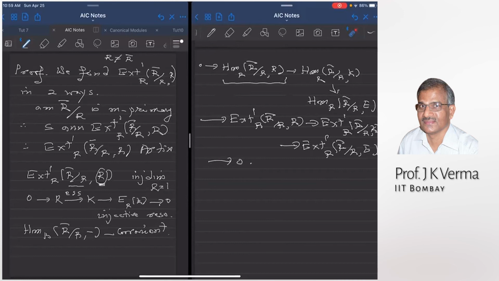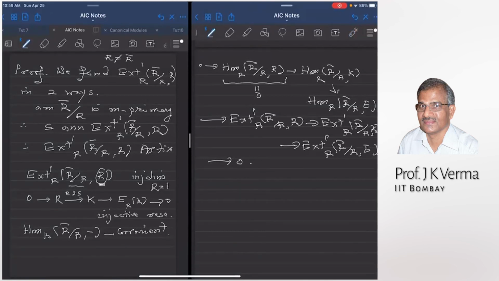Does the annihilator of R bar over R contain a non-zero divisor? The annihilator of R bar over R is the conductor, and the conductor contains a non-zero element, a non-zero divisor, because R bar is not R. It's a non-zero divisor on R. So whenever the first module has a non-zero divisor on the second module, what is its Hom? It is 0 then. Exactly. This is 0.